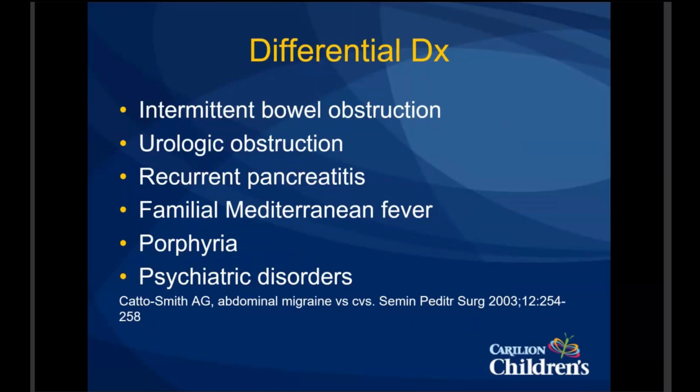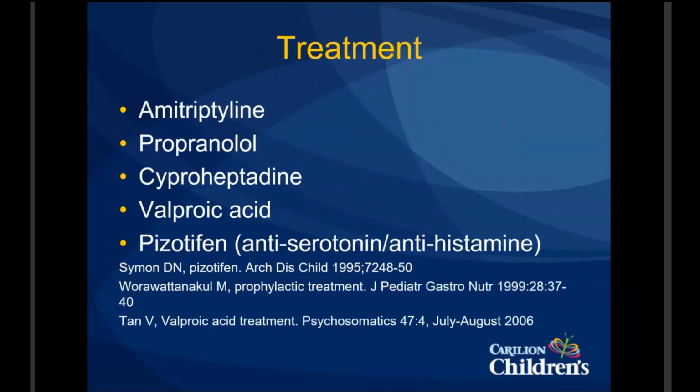The treatments: amitriptyline is a great choice. Propranolol, cyproheptadine, and valproic acid. Pizotifen can be helpful in some patients as an anti-serotonin, antihistamine. In my practice, I found that propranolol is the best treatment, but I always start with cyproheptadine, then amitriptyline, and then propranolol, depending on age as well.